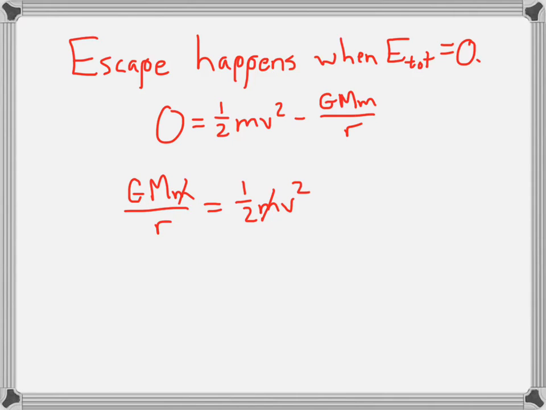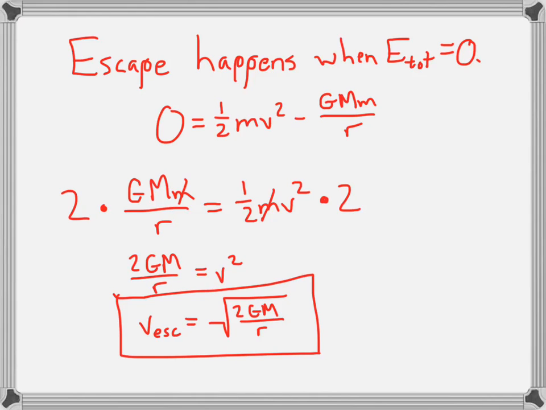Well, if you add GM m over r to both sides, you get an equation like this. We have little m, the mass, on both sides, so that'll end up dividing out. We can multiply both sides by 2, and we end up with 2GM over r equals v squared. And when you take the square root of that, you end up with an escape velocity equal to the square root of 2GM over r. So this is how much velocity you would need to escape Earth's gravitational pull. If you ever want to get away from this planet, this is how much velocity you need.